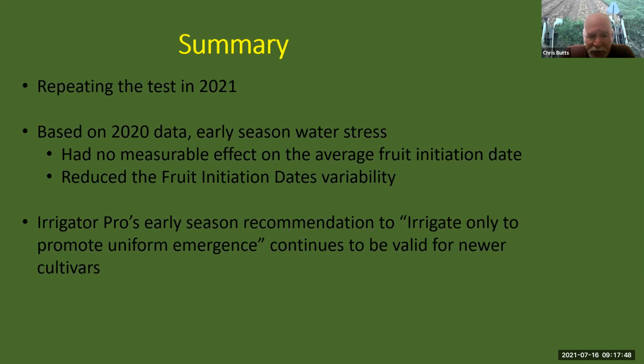So based on just 1 year, it seems that our recommendation for irrigating only to promote uniform emergence during the first 30 to 45 days in Irrigator Pro continues to be valid, at least for the AUNPL 17 and possibly other cultivars. But this does verify, at least on a 1-year basis, what we're doing in Irrigator Pro. So with that, I'll be glad to answer any questions that you may have.